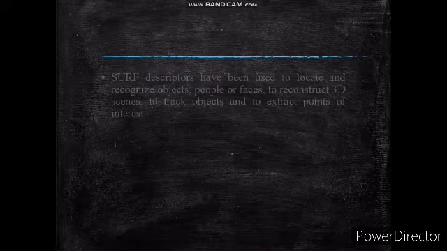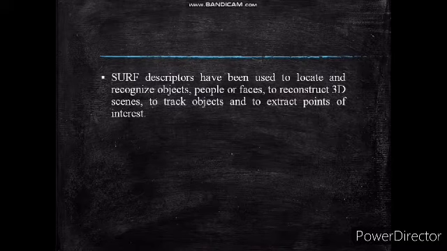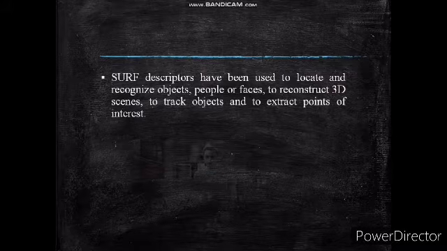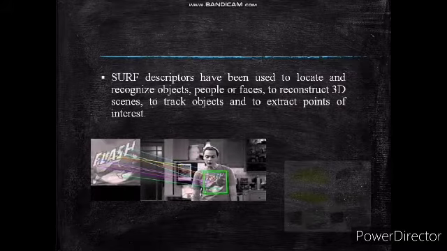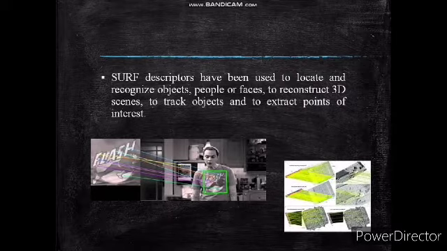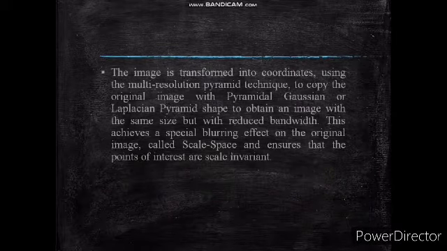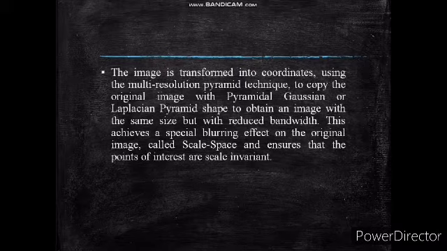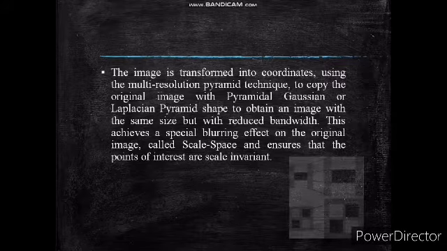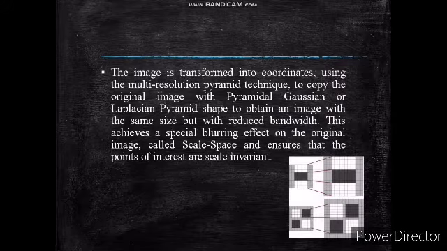SURF descriptors have been used to locate and recognize objects, people and faces, to reconstruct 3D scenes, to track an object, and to extract points of interest. The image is transformed into coordinates using the multiple resolution pyramid technique, copying the original image with a Gaussian or Laplace pyramid shape to obtain an image of the same size but reduced bandwidth. This achieves a special blurring effect on the original image called the scale space and ensures that the points of interest are scale equivalent.